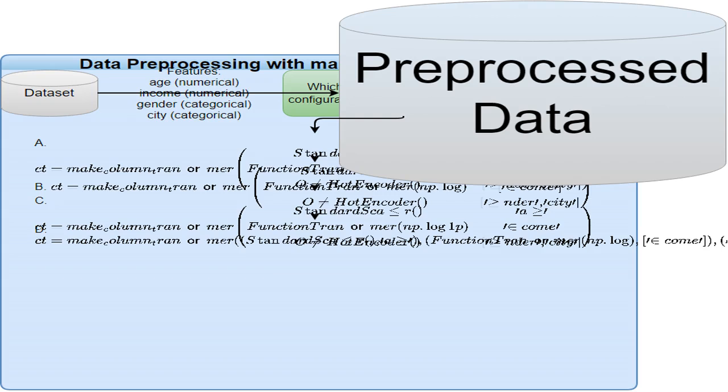After using makecolumntransformer, I'll have a dataset where age is standardized, income is log transformed, and gender and city are one-hot encoded, all ready for machine learning.